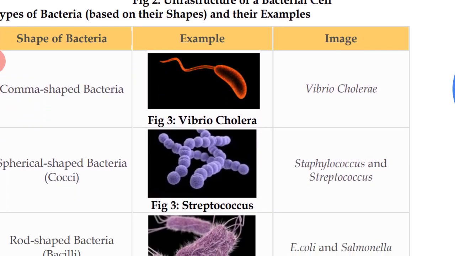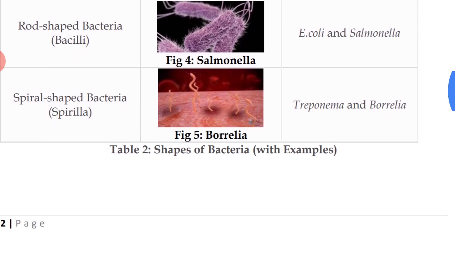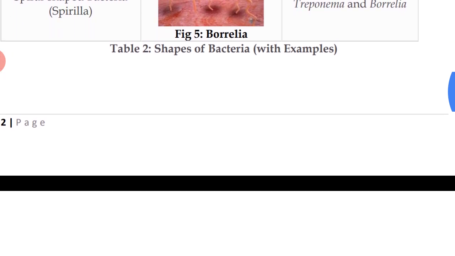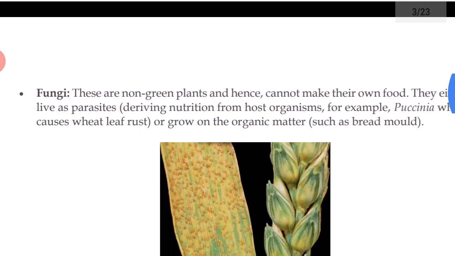Types of bacteria based on their shapes. An example: comma-shaped bacteria Vibrio cholera, spherical-shaped bacteria Staphylococcus and Streptococcus, rod-shaped bacteria E. coli and Salmonella, spiral-shaped bacteria Treponema and Borrelia.